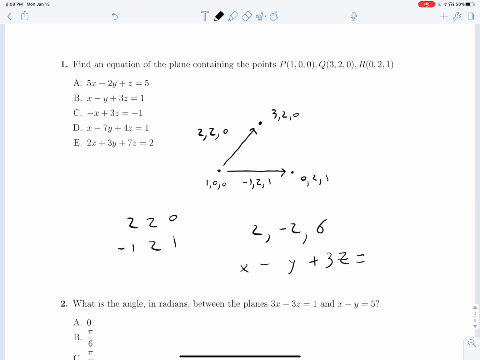And that constant is going to come from any of these points. It will satisfy any of these points. So if we plug in (1, 0, 0), we see that our constant is 1. If we plug in (3, 2, 0), we will also get 1. And that's the definition of this equation here. It's an equation that is satisfied by any of the possible points that we could put on this plane. So there we go, and that is answer choice B.